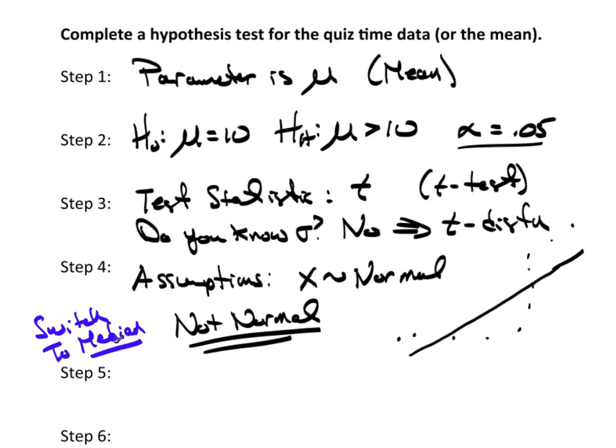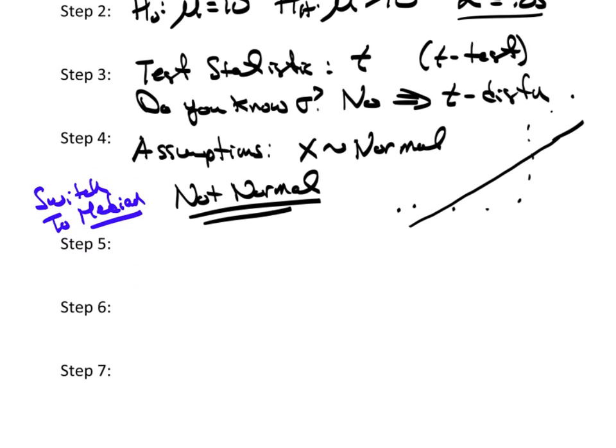But at this point, it's important for you to understand that looking at this data, the proper thing to do would be to switch to the median and continue, which I will show you next. But for right now, we'll continue with this as if it was normal. So the next thing we need to do is find the p-value.